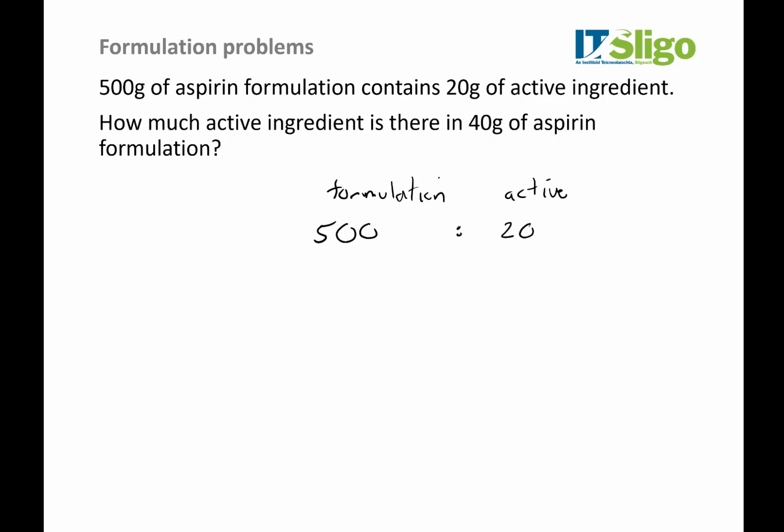So we're told we have 40 grams of formulation. And the question is, well, how many grams of active ingredient would there be in that 40 grams of formulation? So you can see, guys, even though the wording is completely different, the problem is still the same. There's our reference ratio. We're given one side of another ratio and we need to find the last bit.